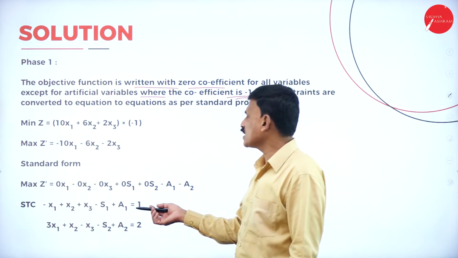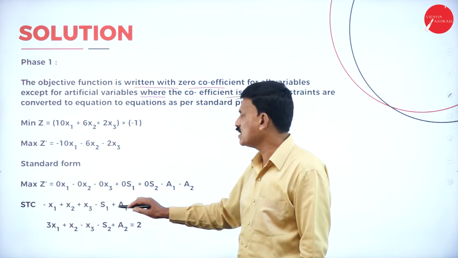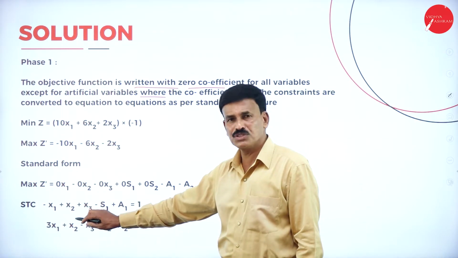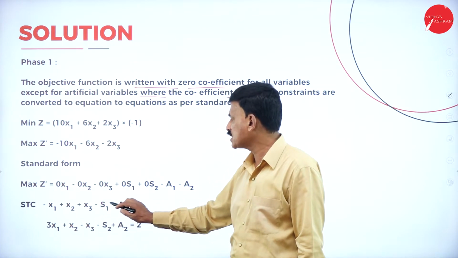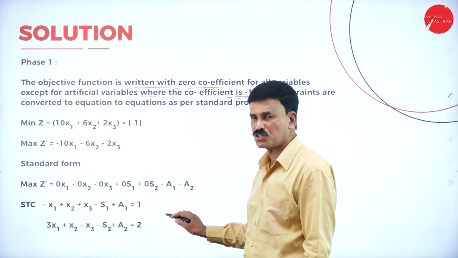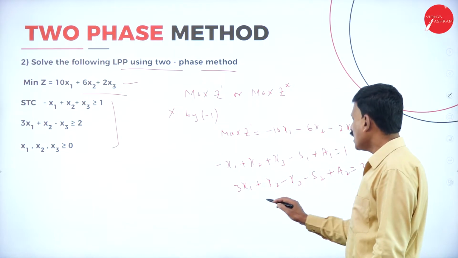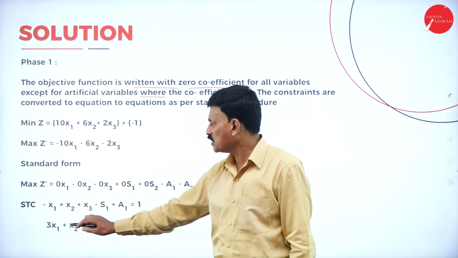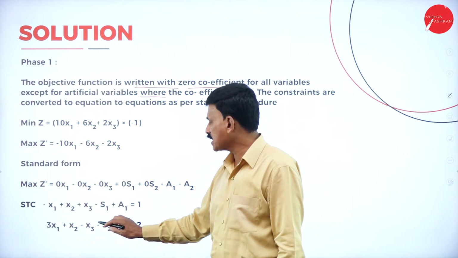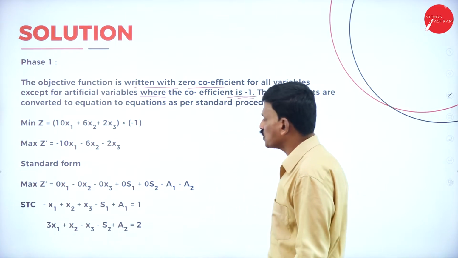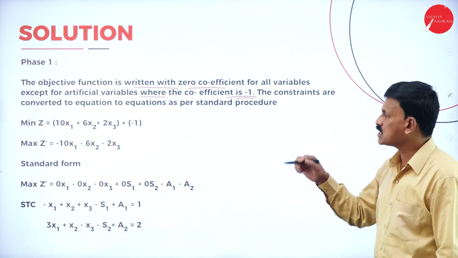And the constraints are as usual: minus x1 plus x2 plus x3 minus s1 plus a1 is equal to 1, as I have written here, and similarly the same equation 3x1 plus x2 minus x3 minus s2 plus a2 is equal to 2. So this is the standard form.